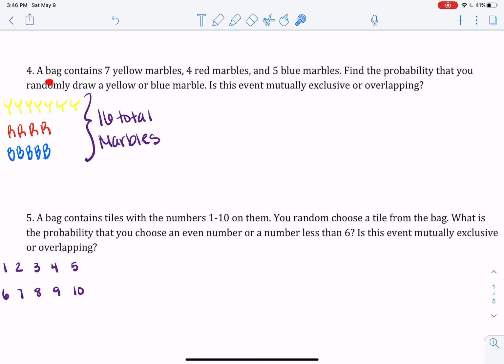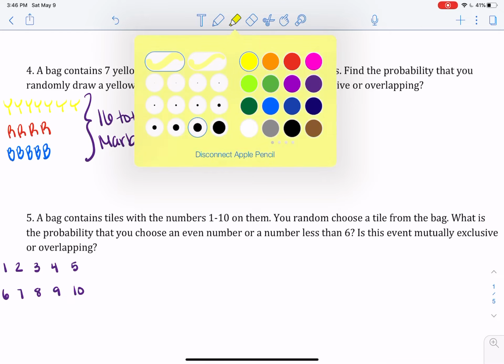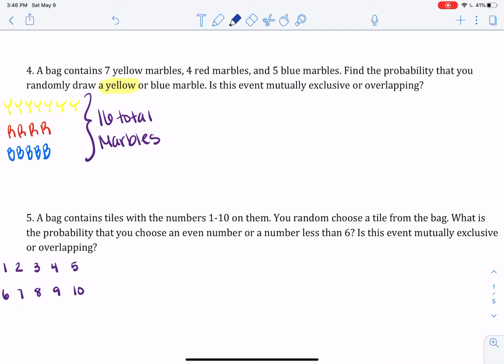So this says a bag contains 7 yellow marbles, 4 red marbles, and 5 blue marbles. Find the probability that you randomly draw a yellow or blue marble. Is this event mutually exclusive or overlapping? Okay, well, could you draw a yellow marble and a blue marble at the same time? Wrong blue, this blue. Well, no. So this event is mutually exclusive because we don't have a blue-yellow marble, right? We don't have any like tie-dye ones.